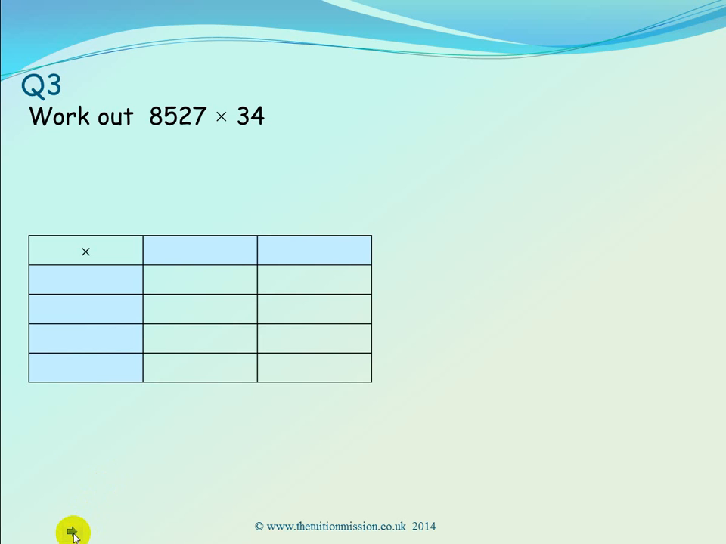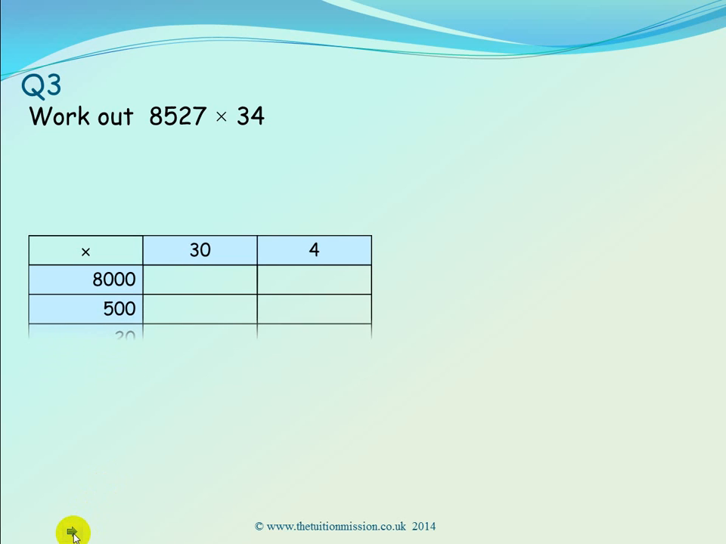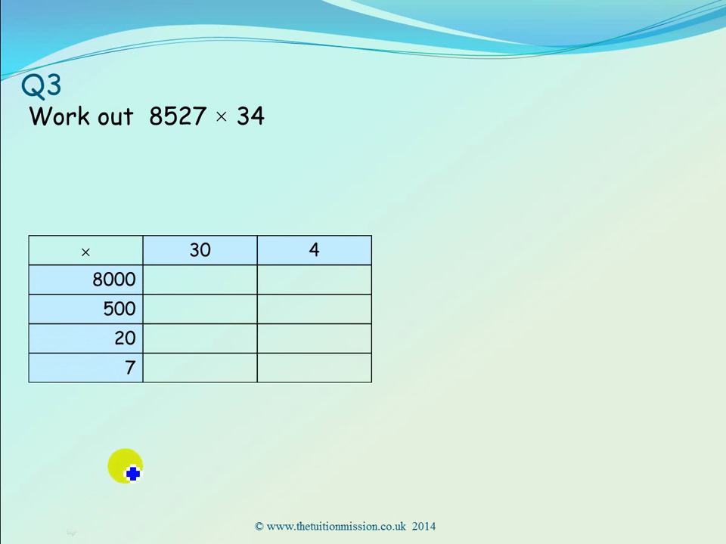So a 4-digit by 2-digit calculation. So again, I've set up the same size table as we have had in the previous 2 questions. 8,527 down the side and 34 across the top. And again, we're going to use the same trick as before. 8 times 3 is 24, and then 1, 2, 3, 4 place holding zeros. 5 times 3 is 15, 1, 2, 3 place holding zeros.